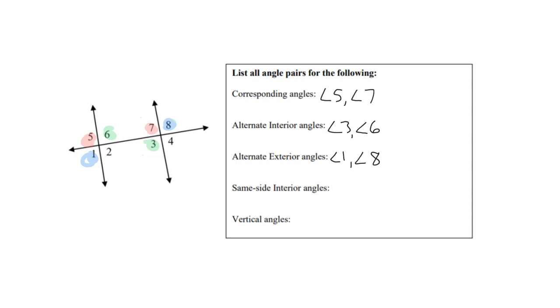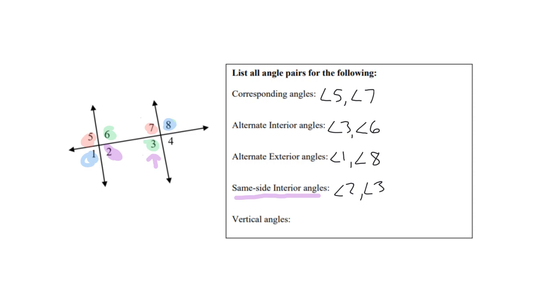And then we need same side interior angles. Well, I'm going to use 2 since I haven't used 2 yet. Angle 2 is a same side interior angle with angle 3, right? So angle 2 and angle 3. That's because they are both in the interior, and they're on the same side of the transversal, 2 and 3.